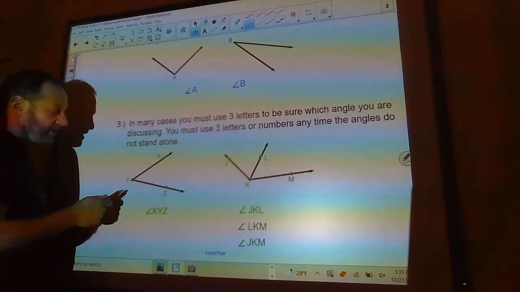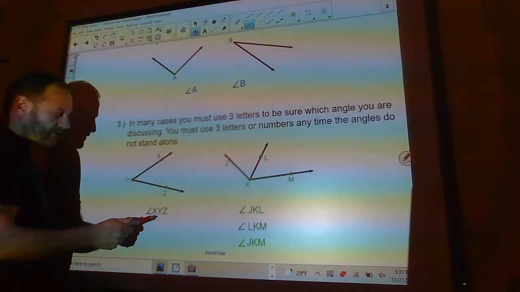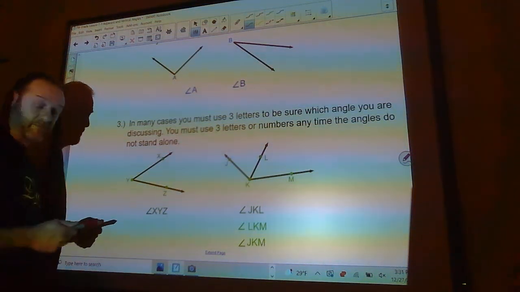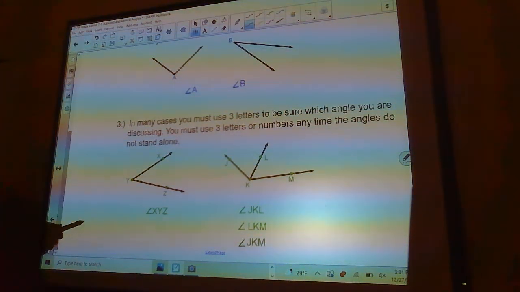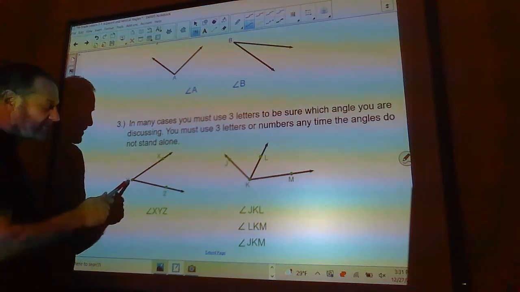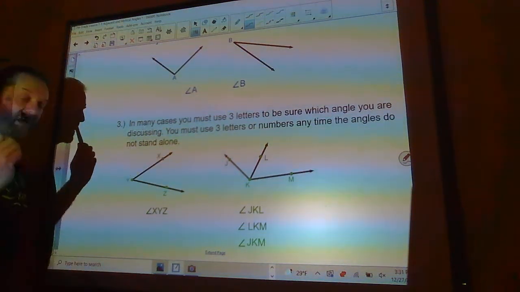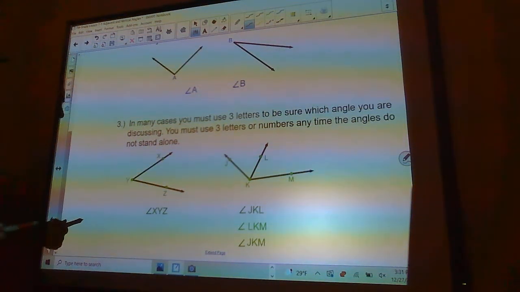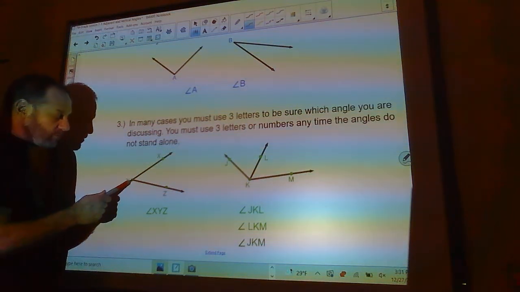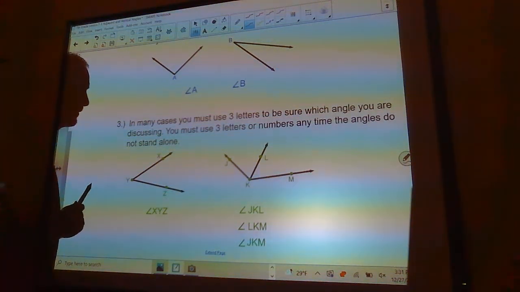Now, notice I didn't call it angle YXZ. So the vertex is always the middle letter. Always. Doesn't matter which way you go. You can call it ZYX, you can call it XYZ. It does not matter. Okay? But the Y has to be in the middle.